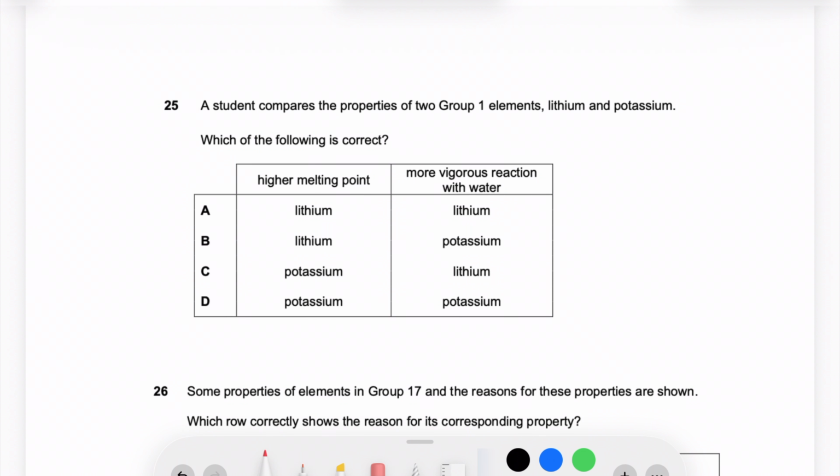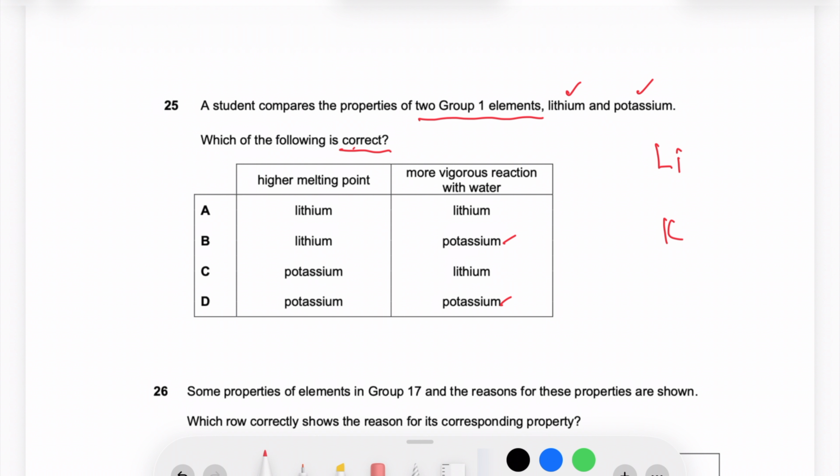Question 25: properties of two group 1 elements. You have lithium and potassium. Which of the following is correct? Take note, if you look at the periodic table, lithium is higher and potassium is lower. Who has a more vigorous reaction? It will be potassium, because reactivity increases down the group. Potassium is lower, so its reaction will be more vigorous.